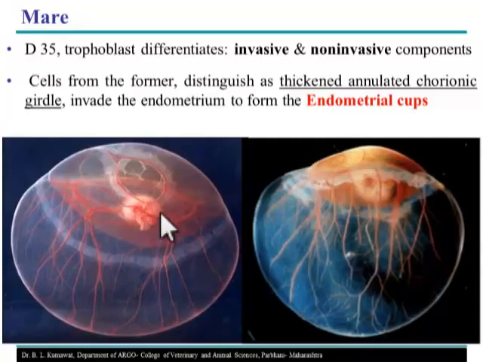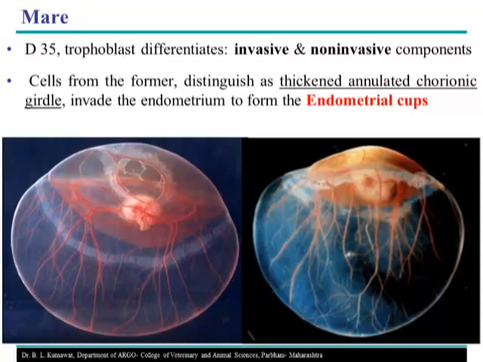So let us start with the equine species, and one of the most important and unique characteristics of the hatched blastocyst of mare is that it never elongates after hatching and remains spherical. The trophoblast of the spherical conceptus begins to differentiate into invasive and non-invasive components at around day 35 of gestation.